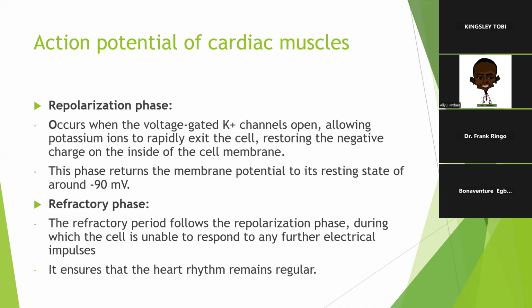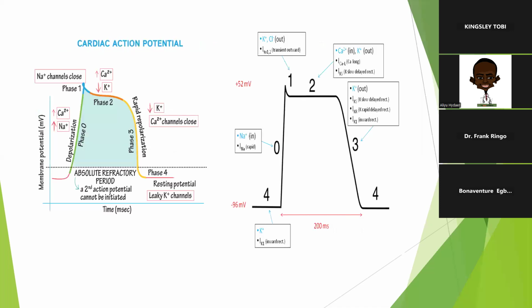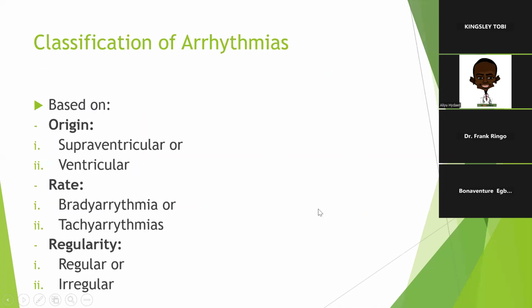Then we have the repolarization phase, which occurs with the opening of the voltage-gated potassium channels, and this returns the resting membrane potential back to minus 90. Then we have the refractory phase. Sometimes you may be asked to label this in an exam, so it's good for you to have an understanding of this diagram.